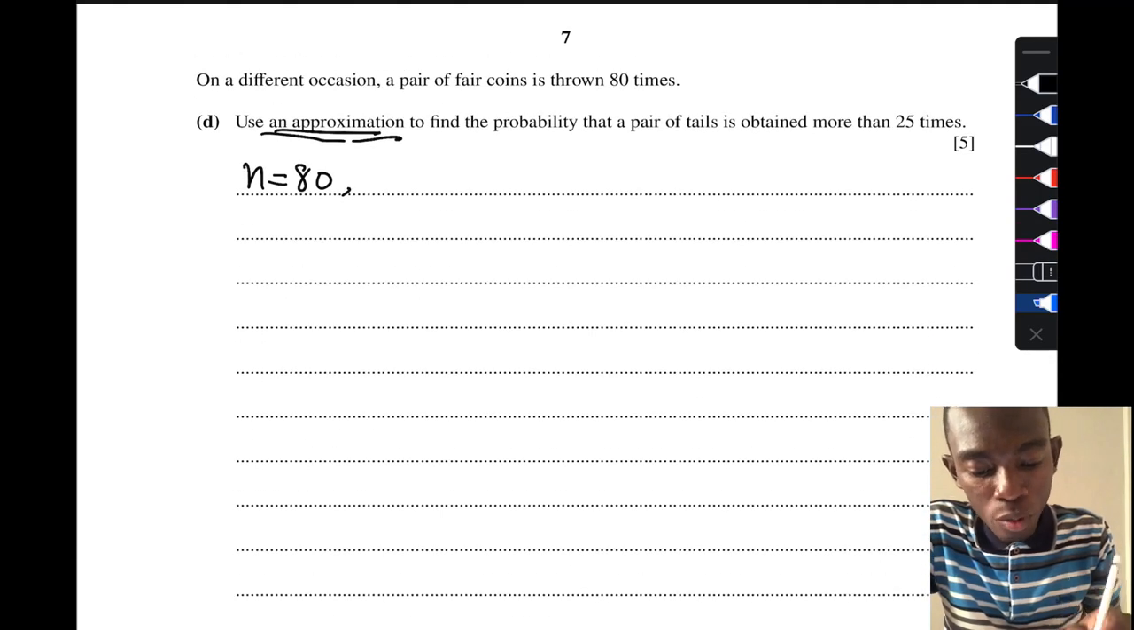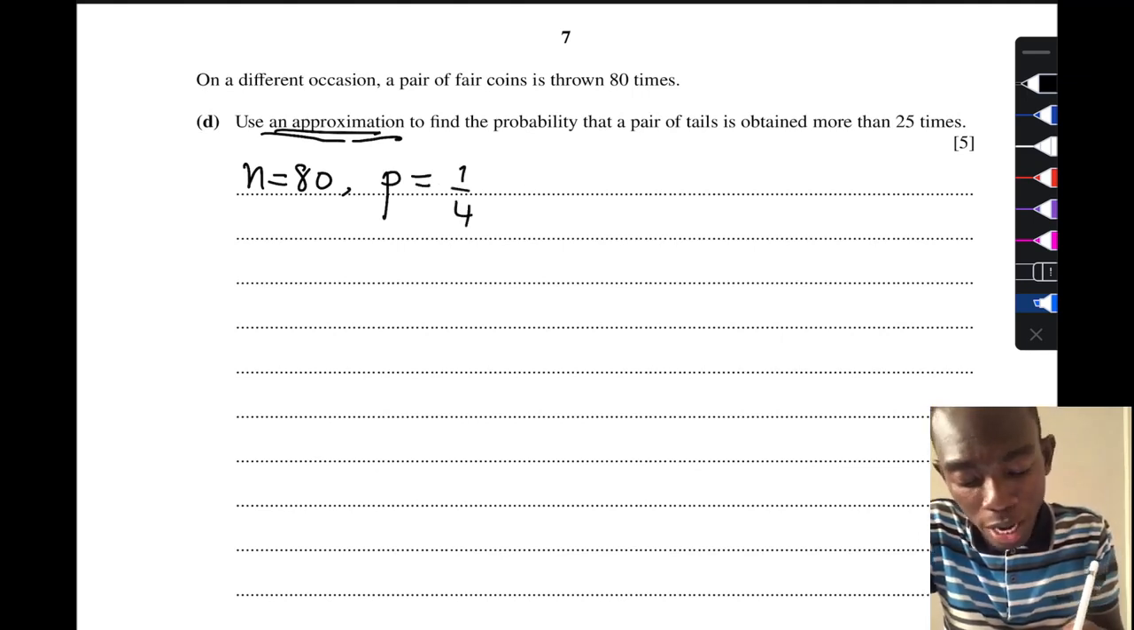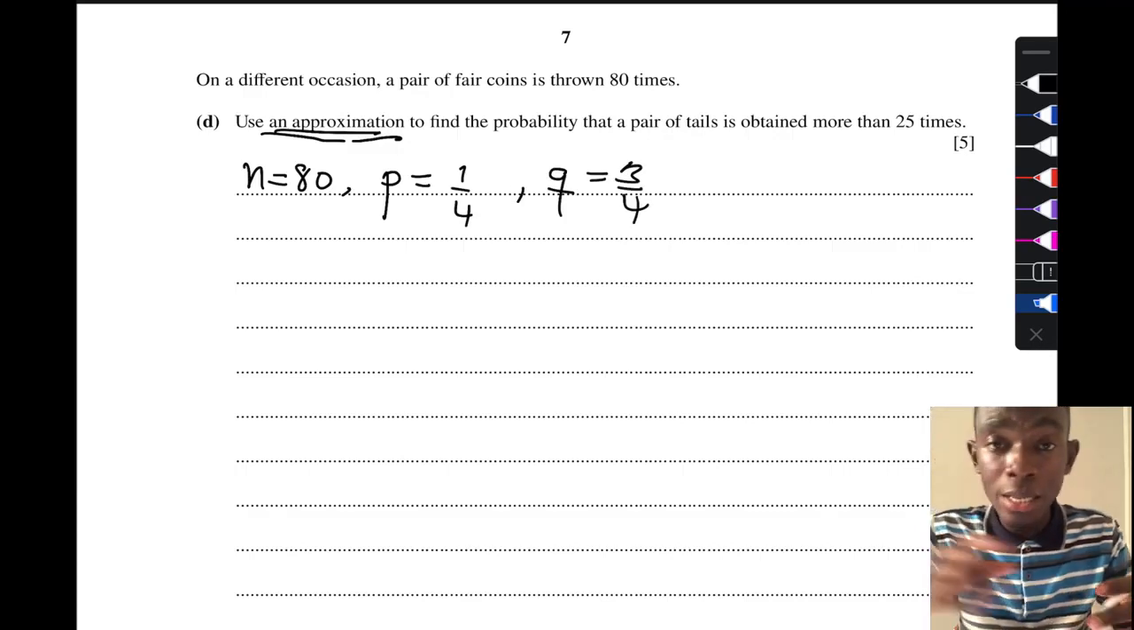Just like the way we solve approximation questions relating to binomial, the same tricks and techniques are what we do over here. So now we know n is 80, and we know that the probability of success is 1/4, getting a pair of tails, and failure is 3/4. We have already established these things.